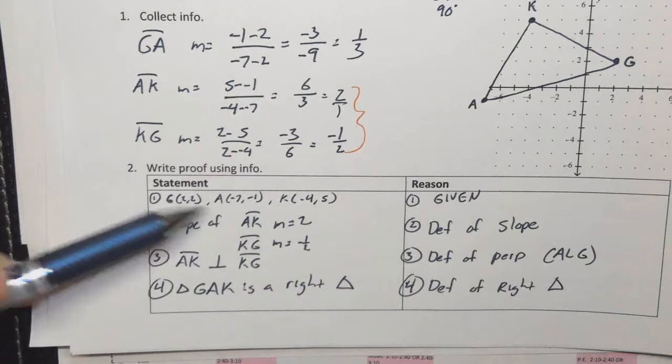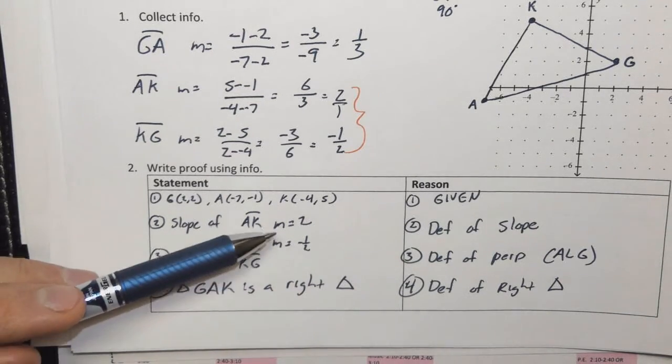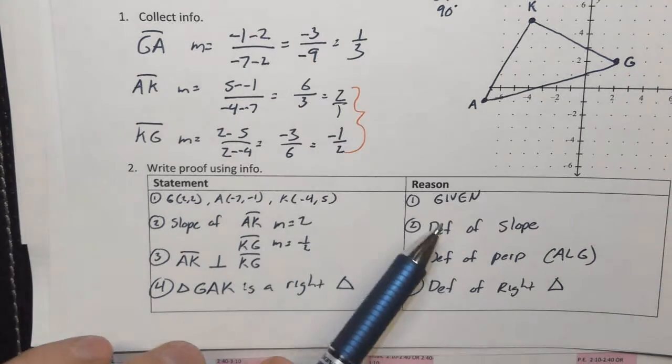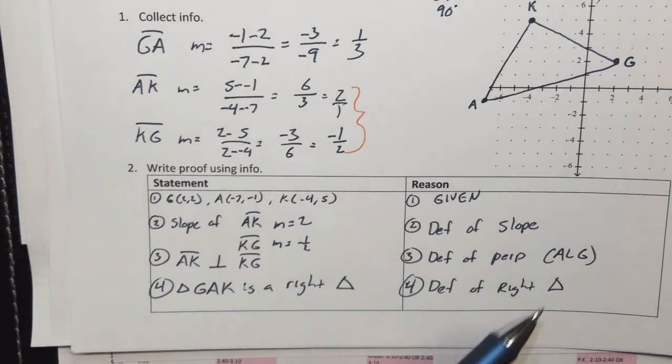So when I state my given statement, I'm going to put my ordered pairs. Then I'm going to state my slopes that I need, and I'm not going to use that top one because I don't really need it. I'm using the definition of slope for that. Then I'm going to make my statement about my perpendicular lines based off of the algebraic definition of perpendicular lines. And then lastly, I'm going to make my statement that angle GAK is a right triangle, and it is by the definition of a right triangle. Do your last you try problem right now as well.